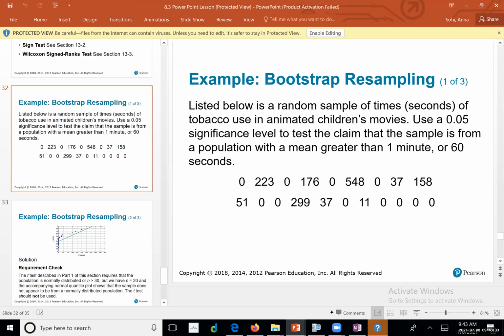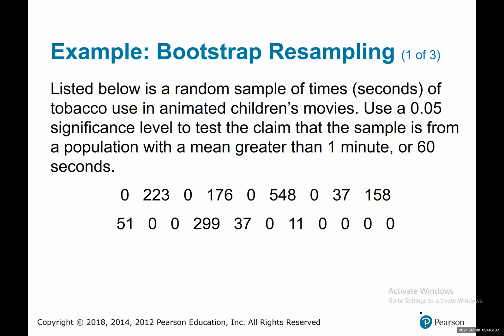Okay, here we go. So I want you to do this. Listed below is a random sample of times, in seconds, of tobacco use in animated children's movies. Use a 0.05 significance level to test the claim that the sample is from a population with a mean greater than 60 seconds. Since these are 60, use 60.